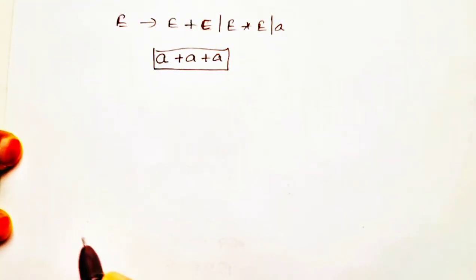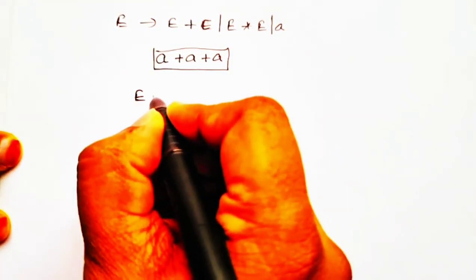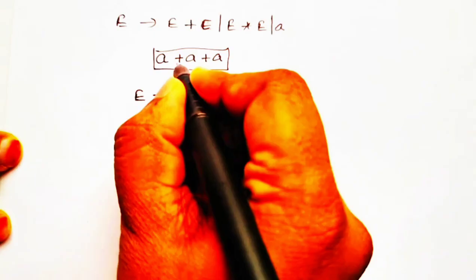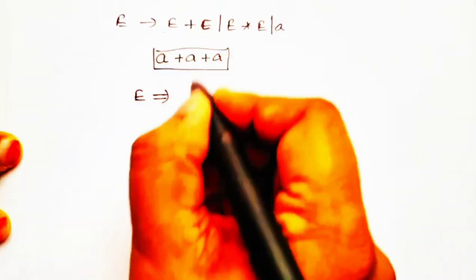See how to do it. I am starting with the start symbol. As you have to get A plus, you need to take E plus E.